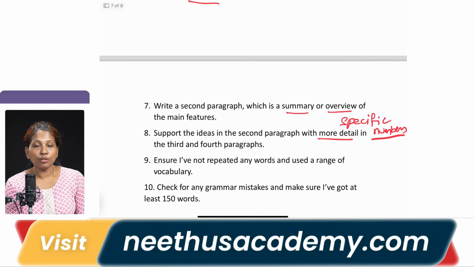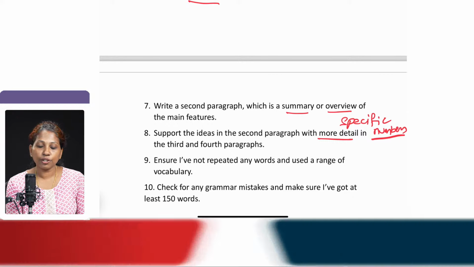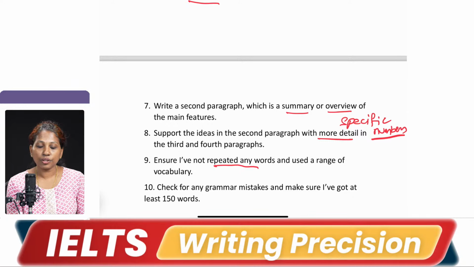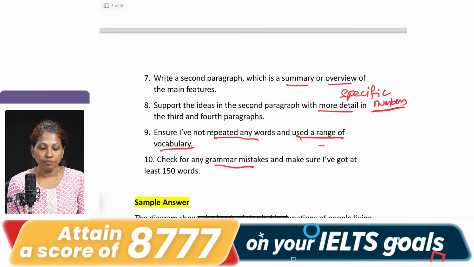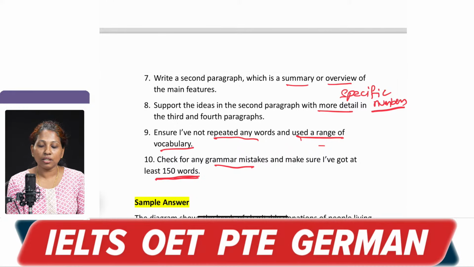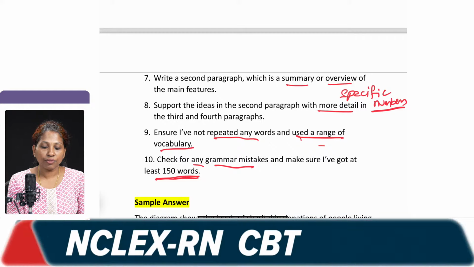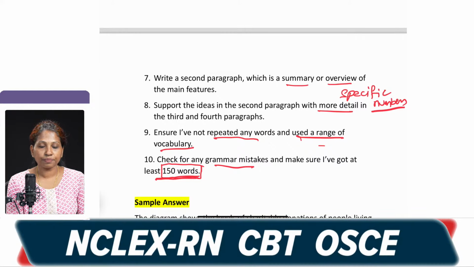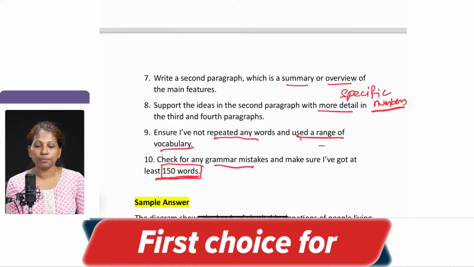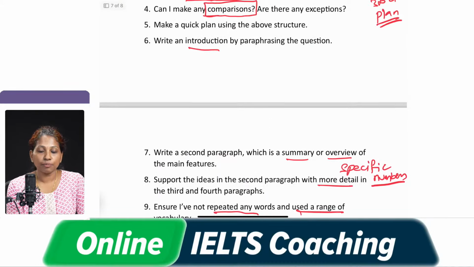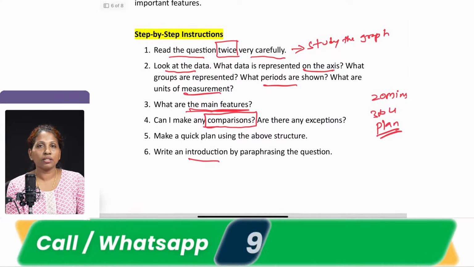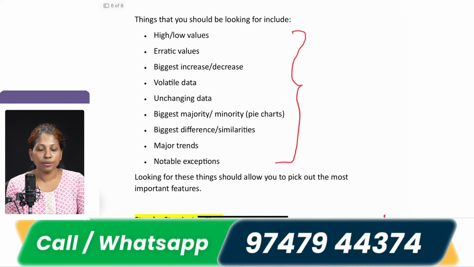After that, when you proofread your report, make sure that you have not repeated any words, okay, and used a range of vocabulary, even though it's a simple vocabulary. Check for grammar mistakes towards the end, and make sure that you have written 150 words. This is very essential. Never ignore the word count. 150 words is very essential, right? That is something you have to do. Okay. So these are the steps you have to follow when you're writing a report. Follow these steps. It won't be that difficult for you when you write a report.